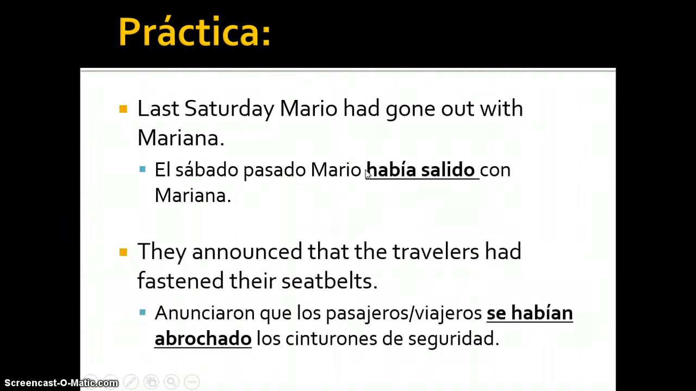A few sentences of practice. Last Saturday, Mario had gone out. That would be the past perfect, había salido. And they announced, again, the declarative verb is in the past, that the travelers had fastened. And also in that second example, you can see the placement of the se habían abrochado.